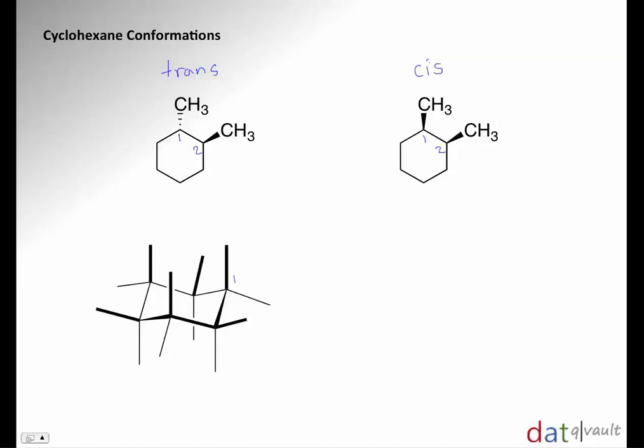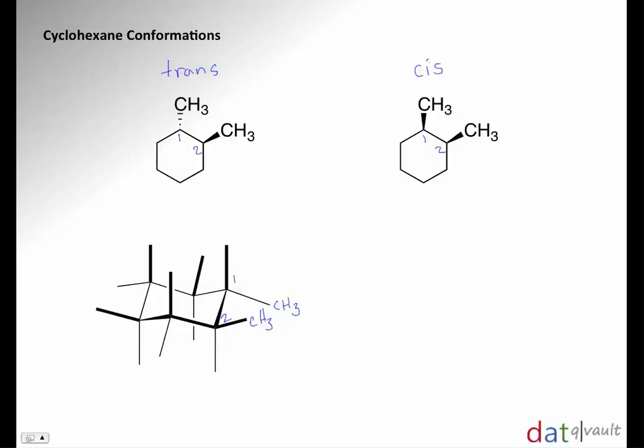So if we arbitrarily number one of these carbons 1 and number the other one 2, we can place this methyl group on the 1 carbon, but we want it facing back, so we're going to place it down here. The other methyl group, we want it to face up, so we're going to put it on the number 2 carbon that is facing up and away from the other methyl group.